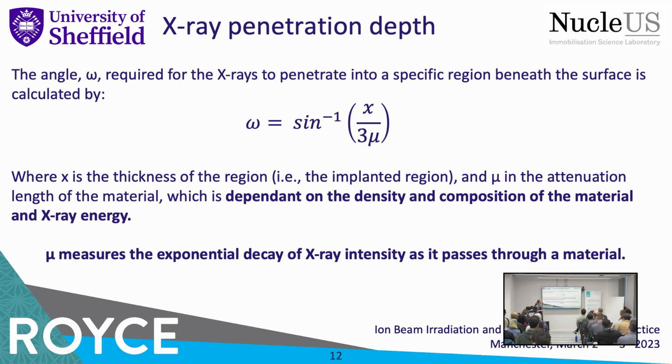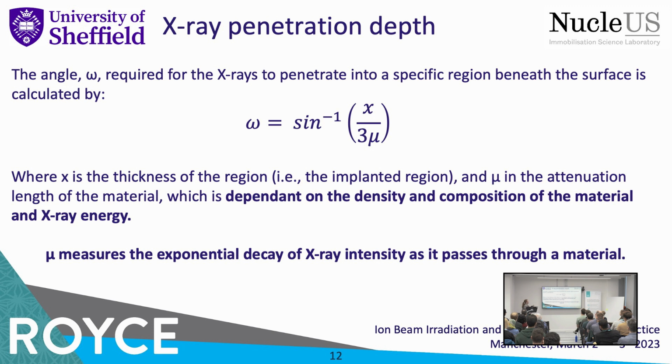to penetrate into our damaged region, it is calculated using this equation where X is the thickness of our region, so up to a micron. Actually, if you want to probe like the maximum DPA, so in the case of the example I gave before, 500 nanometers, we'd set X as 500 nanometers. And mu is this thing called the attenuation length of the material. And this is a material-specific parameter. It's dependent on the composition of the material, and it's dependent on the density of the material, and it's dependent on the X-ray energy, which is why it's really important to know what is the X-ray source that you're using, because you need to input that into the equation.